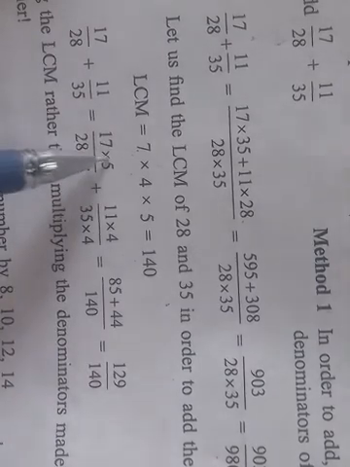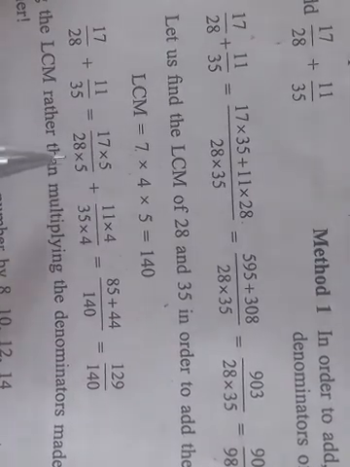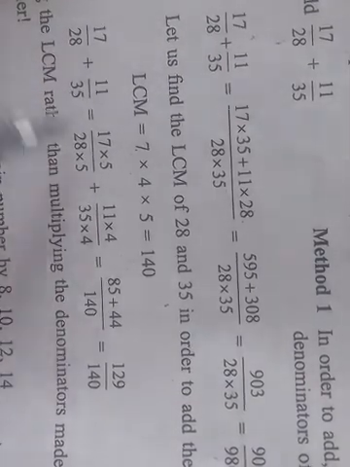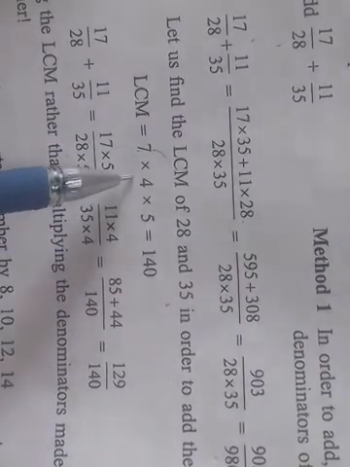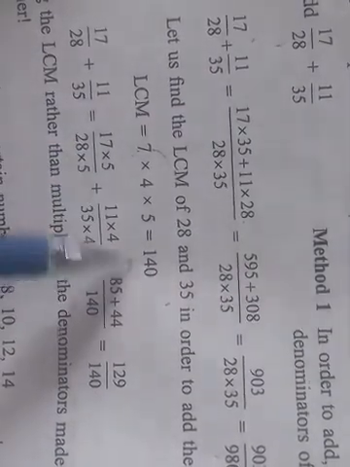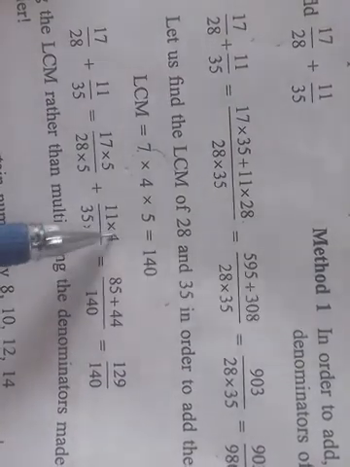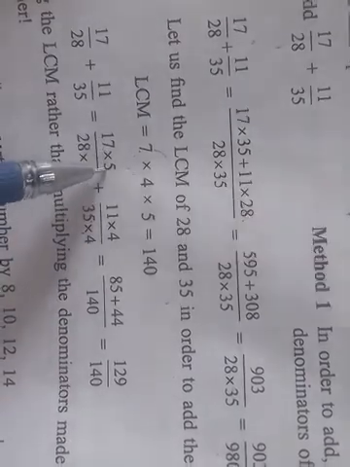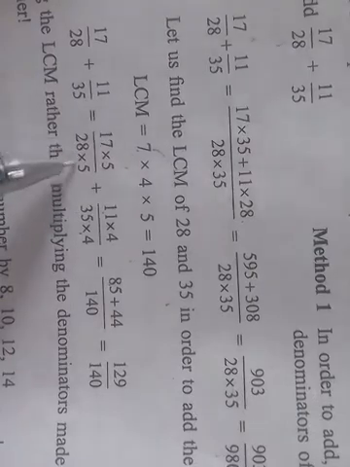So I have to multiply and divide, meaning both the numerator and the denominator I have to multiply by 5. Same thing for 11 upon 35: 3 fives are 15, so which number do I have to multiply by to get 140? 35 I will multiply by 4, and here also I have to multiply by 4. Then 17 multiplied by 5 I am getting 85, 11 multiplied by 4 is 44.